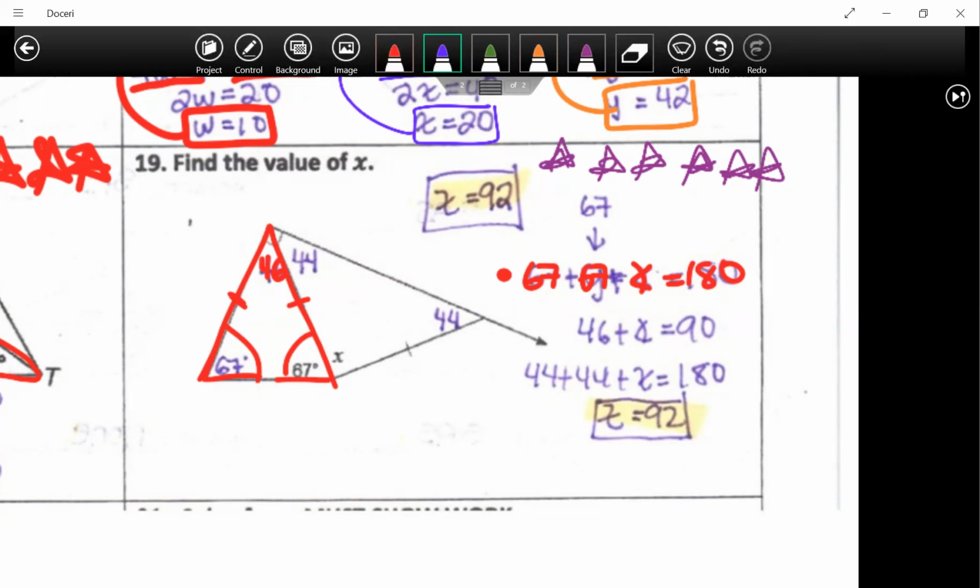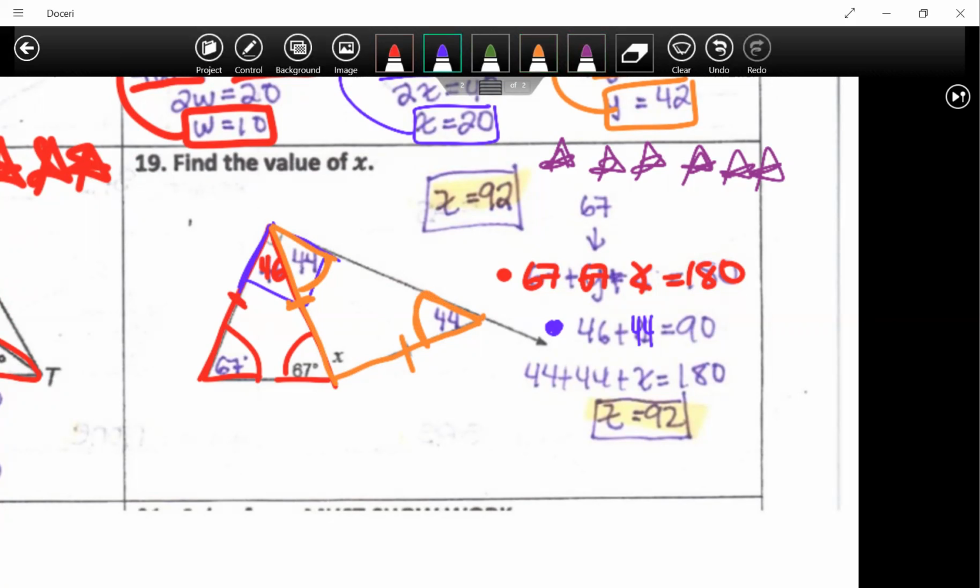I had a 90-degree angle here, which tells me that those are complementary. 46 plus something is equal to 90, which is 44. My last part of this is I know that I have a larger triangle here, which is also isosceles, meaning the angles that hang off of them are 44. This angle must also be 44.